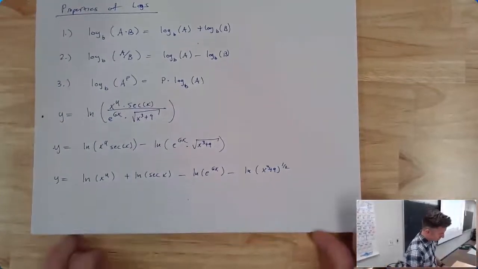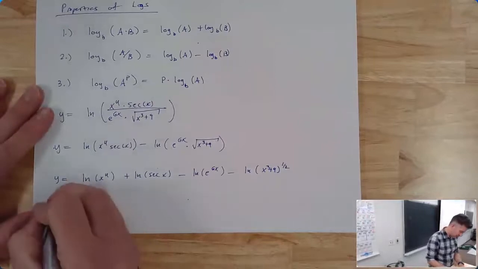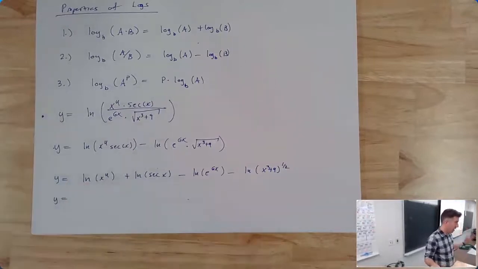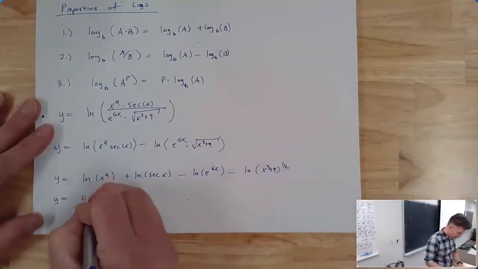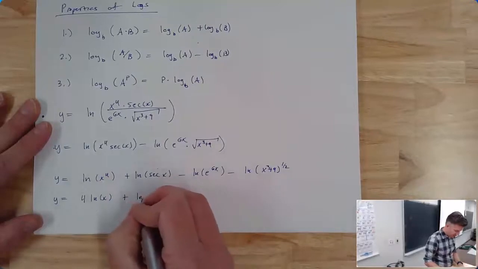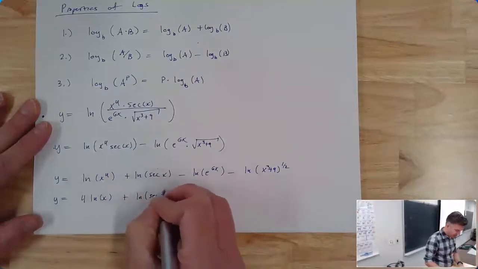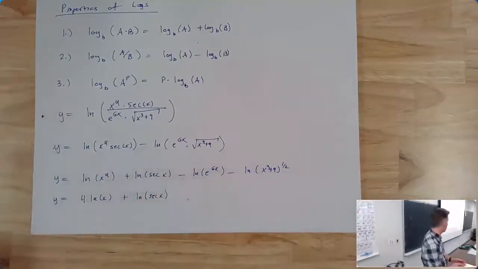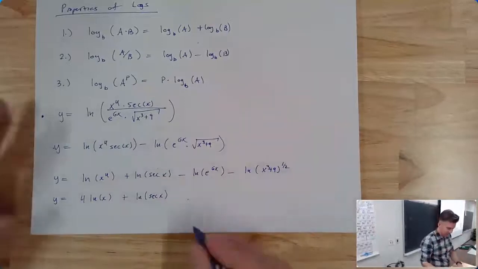Lastly, maybe not lastly, next to lastly, we bring down all the powers. So we still are just writing y equals because we haven't differentiated yet. So now I'm going to have y equals 4 natural log of x plus, there's nothing to bring down here. So I'm going to write this as natural log of secant of x. I suppose if you really, really wanted to, although I don't think you need to, you could write it as cosine of x to the negative 1 power and then bring down that, but that's not necessary. It's making life harder than we need to.